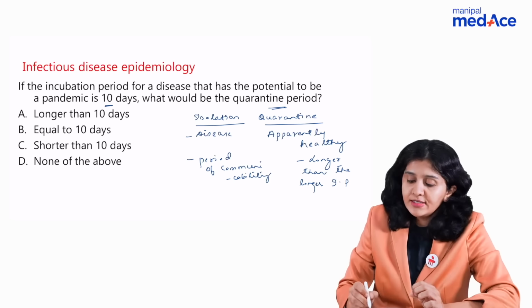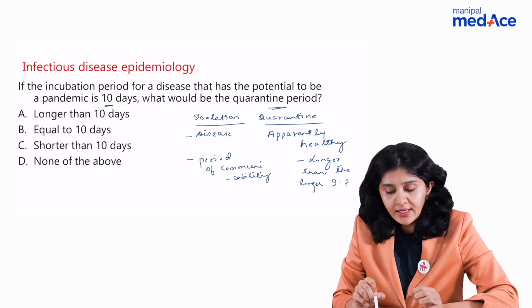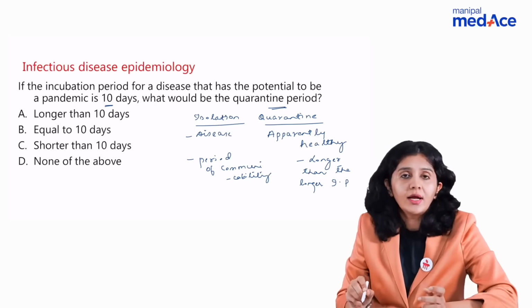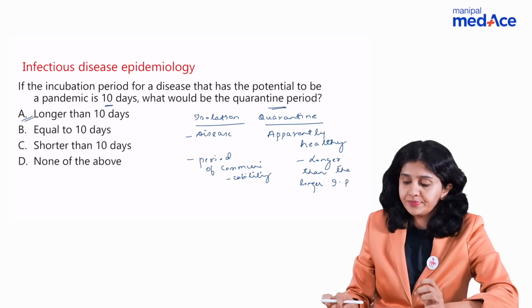Okay, so for a disease, it is 10 days. So what should be the quarantine period? Is it shorter than 10 days, equal to 10 days, or longer than 10 days? So the correct answer is longer than 10 days.